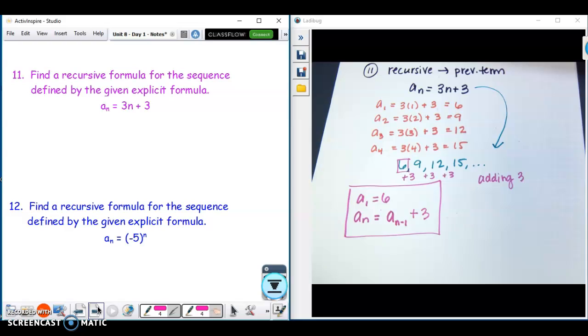So let's just check. If the first term was 6, and we wanted to get the next term, we would do the previous term 6 plus 3, which gives you 9. Then the previous term 9 plus 3, which gives you 12. So that does work for the recursive.